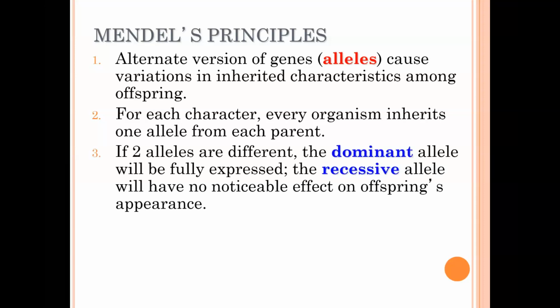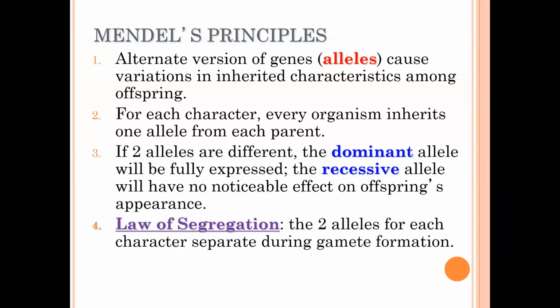If two alleles are different, the dominant allele will be fully expressed. The recessive allele will have no noticeable effect on the offspring's appearance unless you have both recessive alleles present. And then the law of segregation states the two alleles for each character separate during gamete formation. So that's why we're able to do a Punnett square, and we're able to give probabilities based on that Punnett square, because it's completely random. And I'll show you in a minute, it's completely random how chromosomes get sorted into gametes.